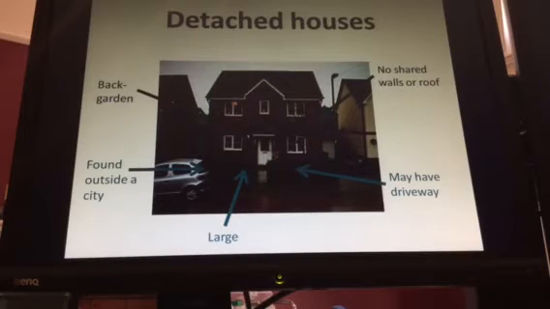So first of all, here's a house which stands on its own. It's a detached house. It hasn't got any shared walls or roofs. They only belong to that house. It may or may not have a driveway. Very often detached houses are larger houses, and often they're found outside a city or a town, but not always. And they very often have a back garden as well.